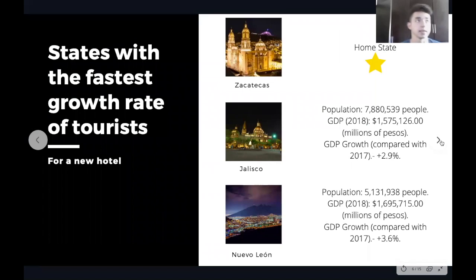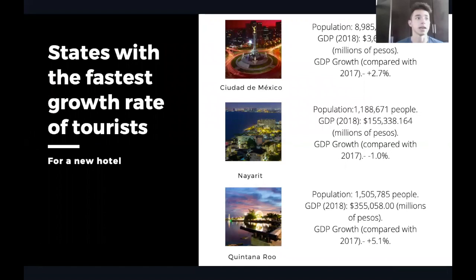Then we analyze the states where a new hotel can be developed. So we know that Zacatecas is our home state, but then we have 5 more options in order to develop a new hotel. And we included some demographic and economical information, as you can see in the case of Jalisco, Nuevo León. And then we have Ciudad de Mexico, Nayarit, and Quintana Roo. We have the population, the gross product, and the gross product growth compared to 2017.